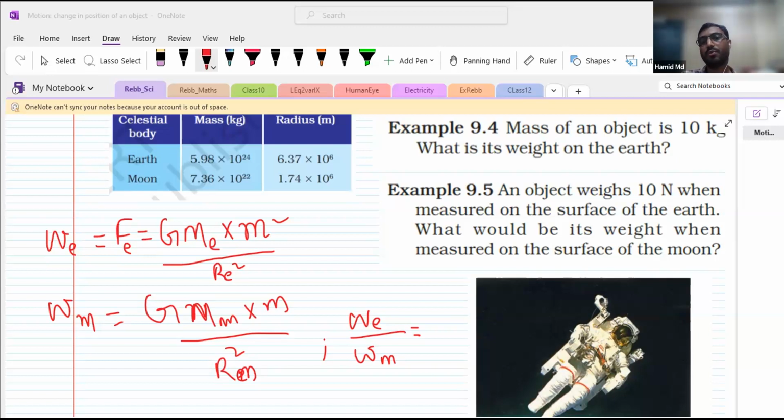For the mass of the moon, just put 7.36 into 10 to the power 22 kg, into that small mass, divided by its radius, 1.74 into 10 to the 6 meters, squared. Solve it and get the value. Similarly, do it for the weight of Earth. Substitute the mass of Earth, leave the second mass as it is, substitute the radius of Earth, and then see what the ratio comes out to. This is your calculation for the day.